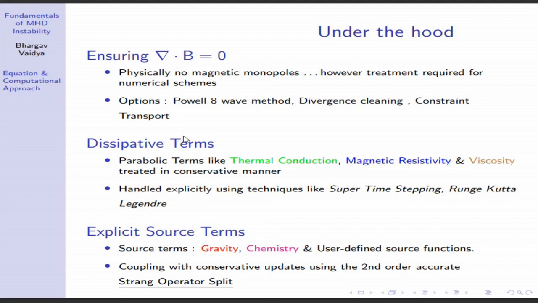So now, how do we get all of these equations under the hood? What goes under the hood is basically, first, the task is to ensure del dot B is zero. So we had a discussion on those aspects. Now there are dissipative terms. So these are thermal conduction, magnetic resistivity, and viscosity. And as we saw, they can be written in terms of a divergence of some flux. So it can basically just be added into the flux. And you would see that you can write it in terms of divergence, but these are essentially parabolic terms.